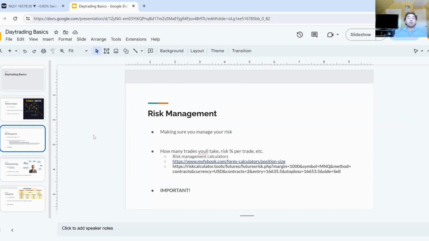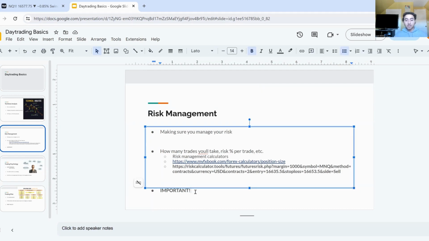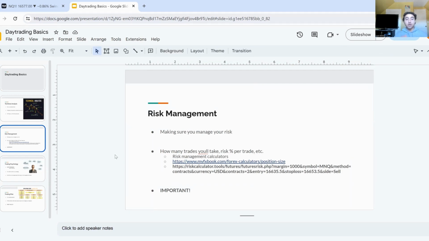Next, risk management. This is one of the most important things involved in trading. God, I wish I could speak sometimes, guys, but you'll notice I say important for this very reason. It's very important. Risk management, like the word says, is managing your risk properly.